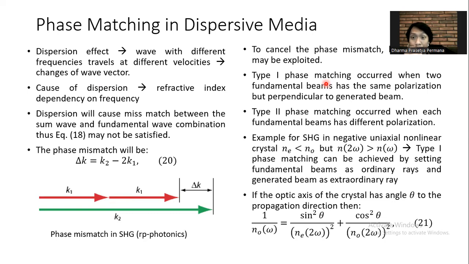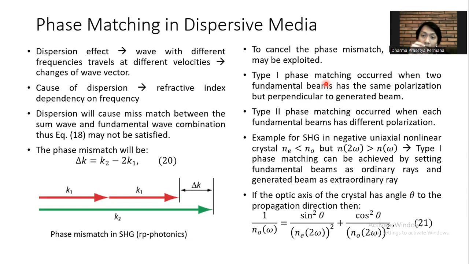The second phase matching in the birefringent crystal is type 2 phase matching. This can occur when the fundamental beams K1 and another K1 have different polarization. Let's say we have K1 in the ordinary axis and the second one in the extraordinary axis, and then they propagate through the birefringent crystal and generate K2. The K2 will be in between the ordinary and extraordinary axis.